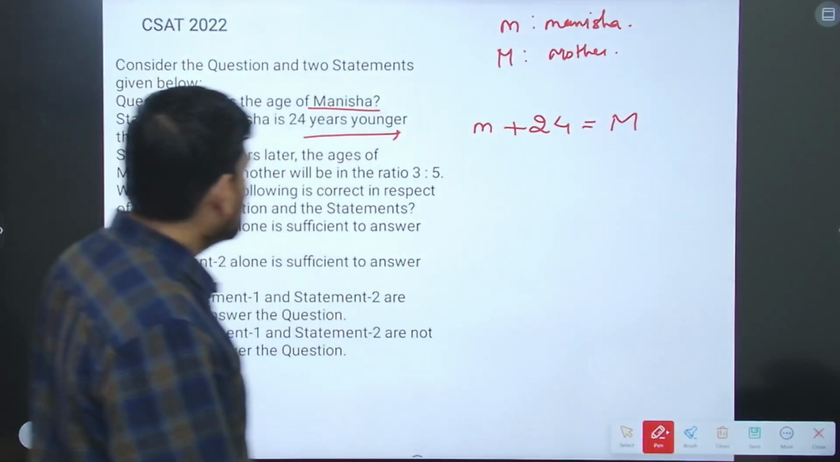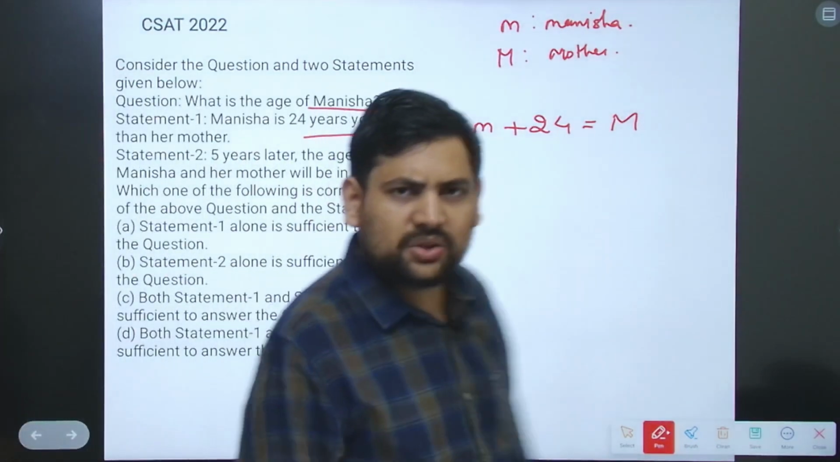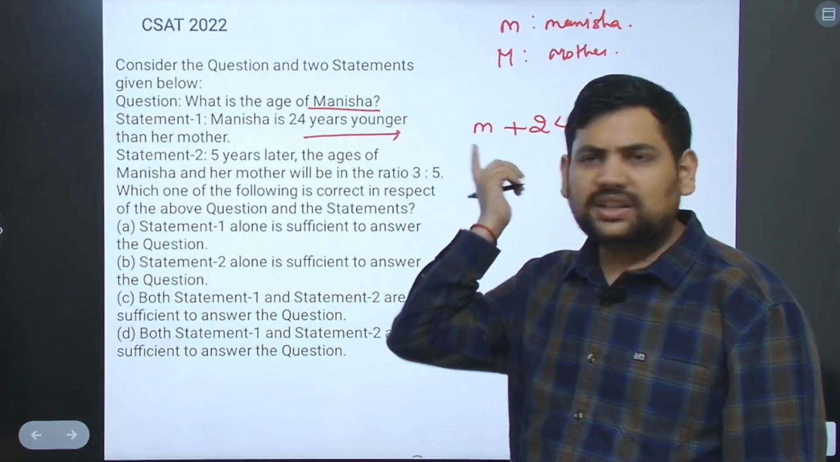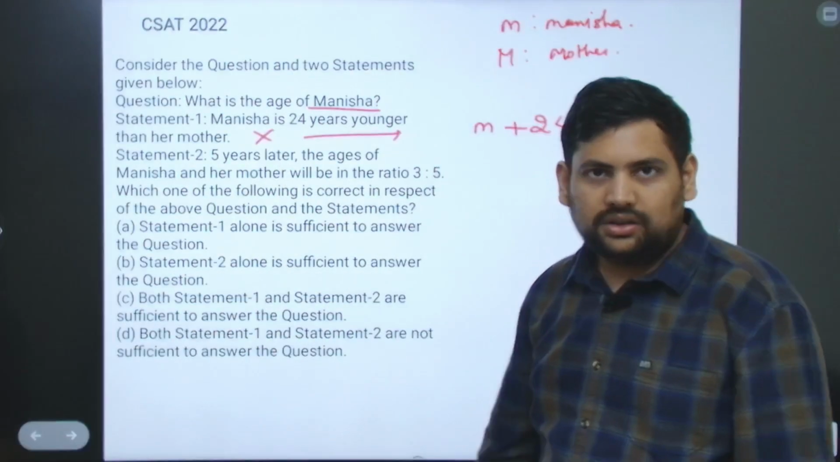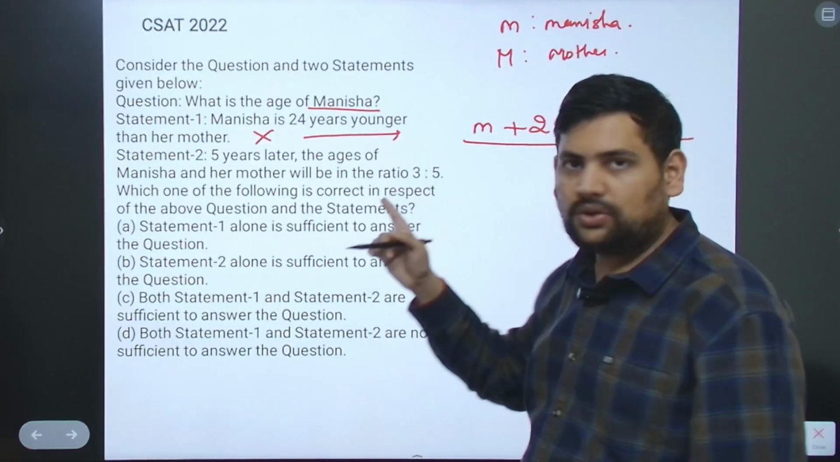That means Manisha, whatever her age, I'll have to add 24 to get to the age of mother. Or simply, Manisha's age is equal to M minus 24, that is, mother's age minus 24. So this is the first statement. Is this enough to guess the age of Manisha? No, because I don't know the age of उसकी मम्मी की age मुझे नहीं पता. I don't know her mother's age. If I know this, then only I can get this. So this is not enough. Next, the second statement we will do separately without using this.